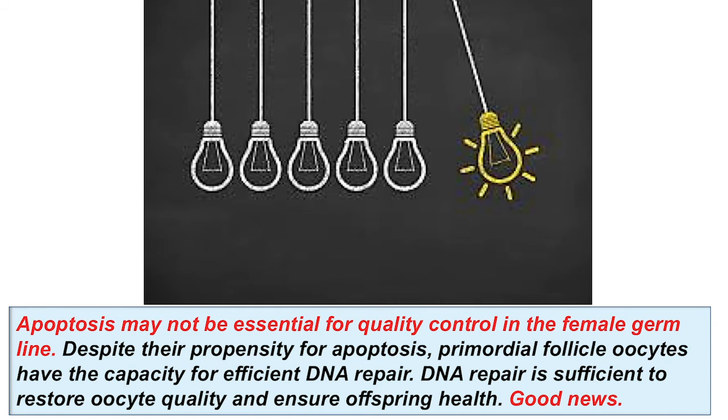And so for my final slide today, I just wanted to conclude with this thought. Apoptosis may not be essential for quality control in the female germline as we had previously thought. Despite their propensity for apoptosis, primordial follicle oocytes do in fact have the capacity for highly efficient DNA repair. And this DNA repair is in fact sufficient to restore oocyte quality and ensure offspring health. And I think this is really good news for those of us that are really interested in developing these new ovo-protectant agents that work by preventing the death of these oocytes.